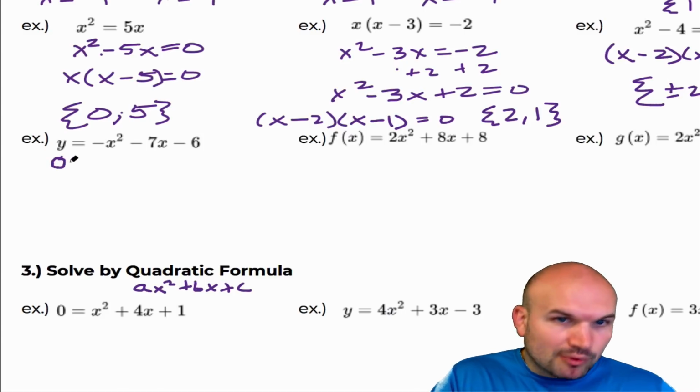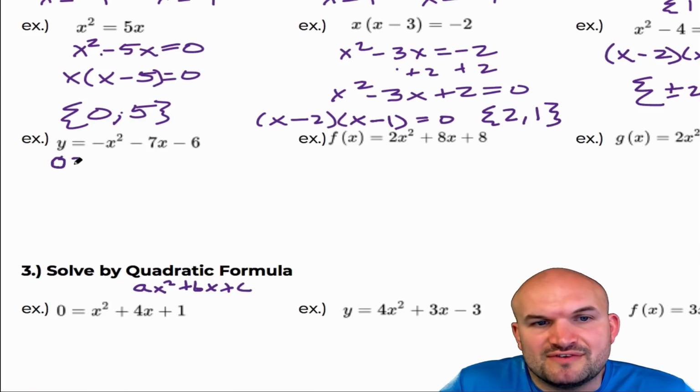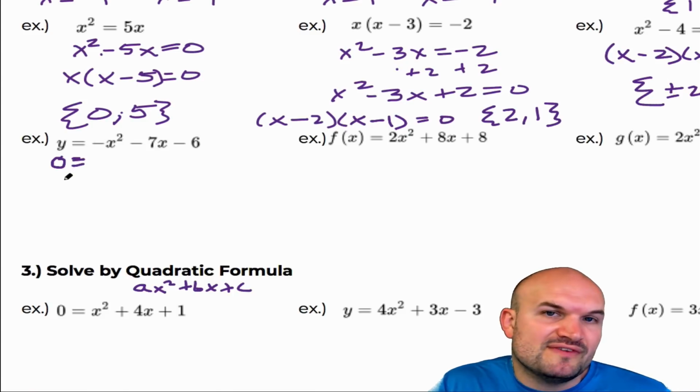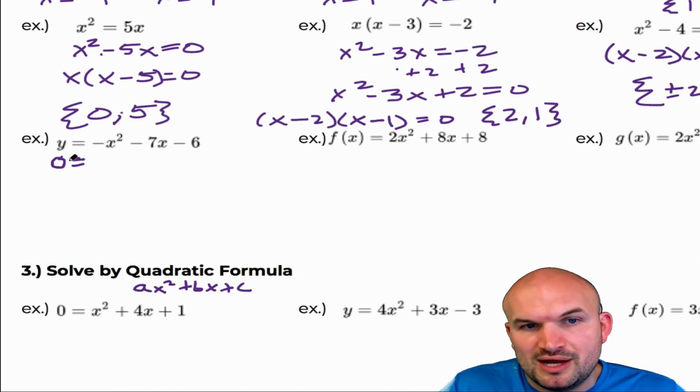Because the y is important, like when we're dealing with the equation and points on the graph, but for solving, we're looking for the values of x, or finding the zeros. We're looking for the values of x that make the equation true when it's equal to 0. So therefore, we can just replace y with 0.